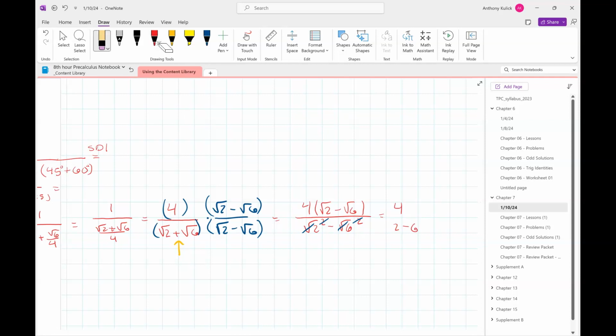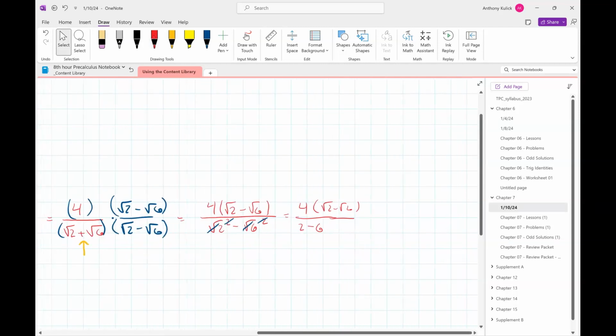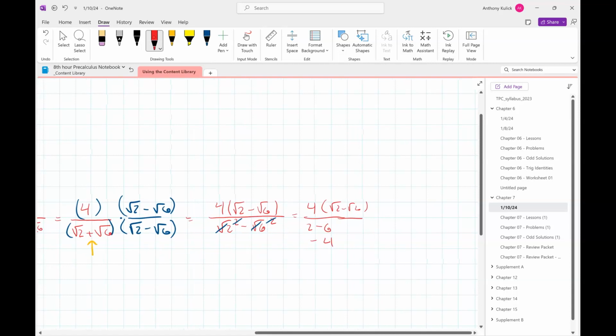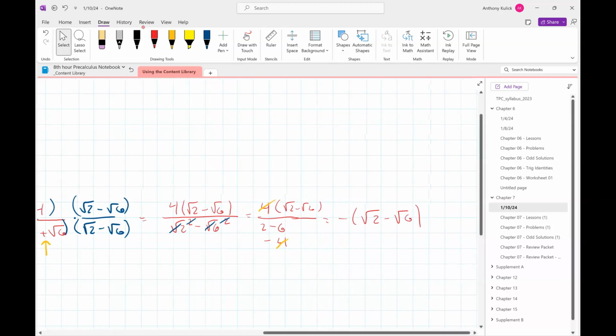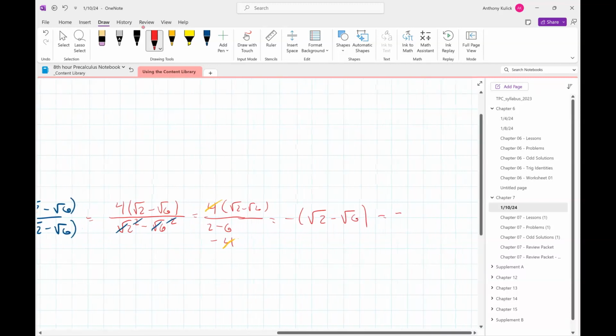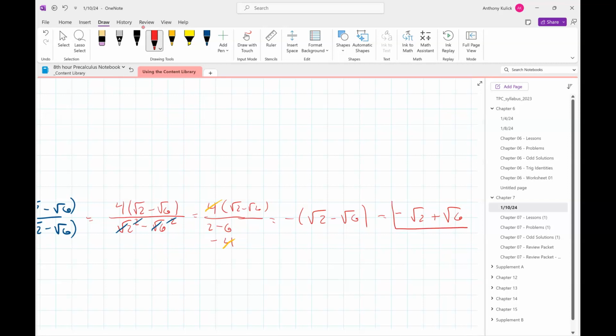Oops. Oh my goodness, Mr. Kulik. 2 minus 6 is negative 4. So those can reduce. Left with negative 2 minus root 6, or if I distribute the negative sign through, negative root 2 plus root 6.